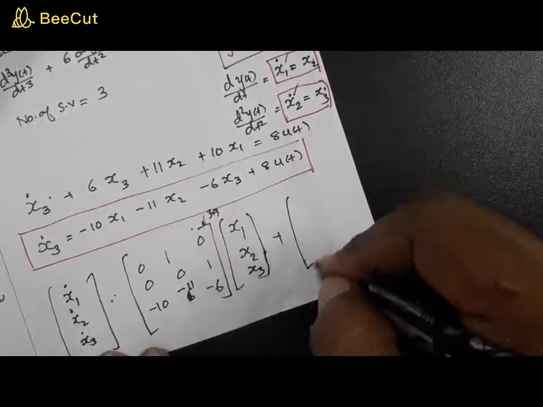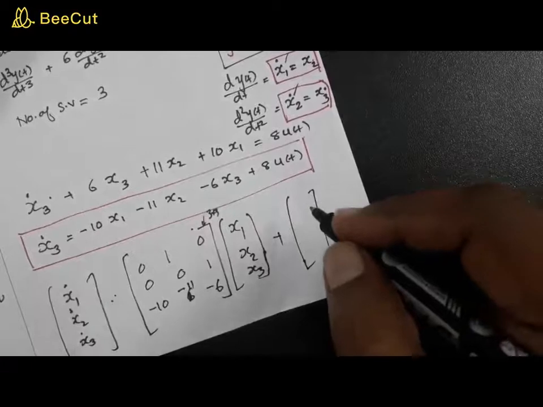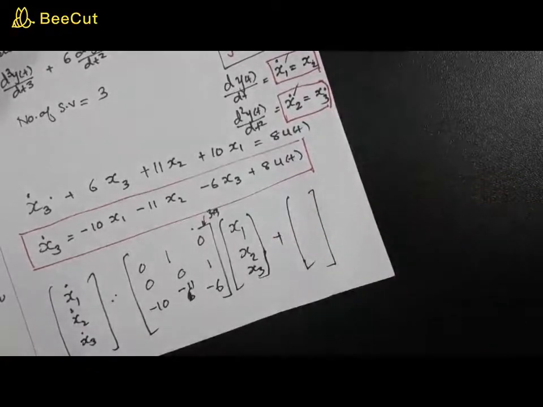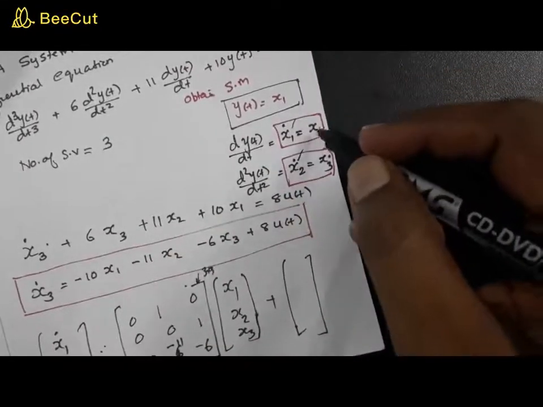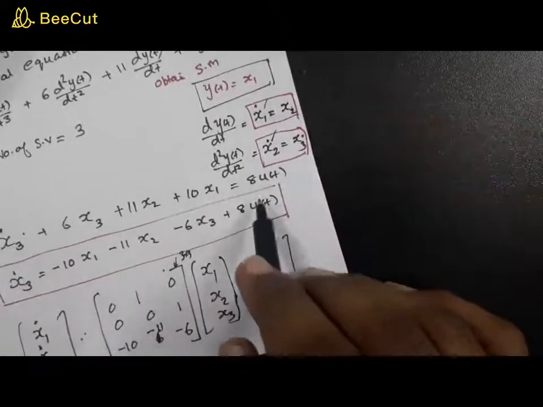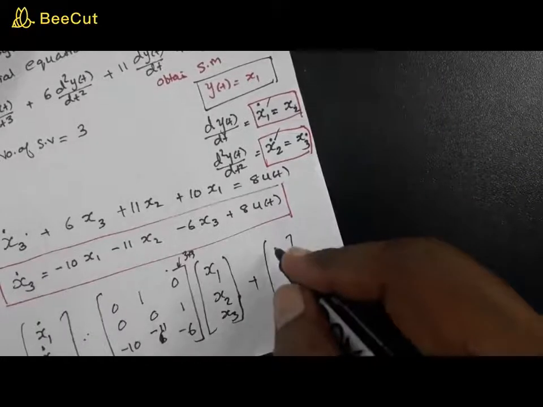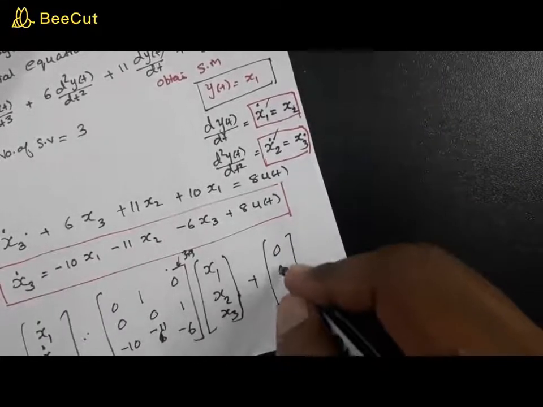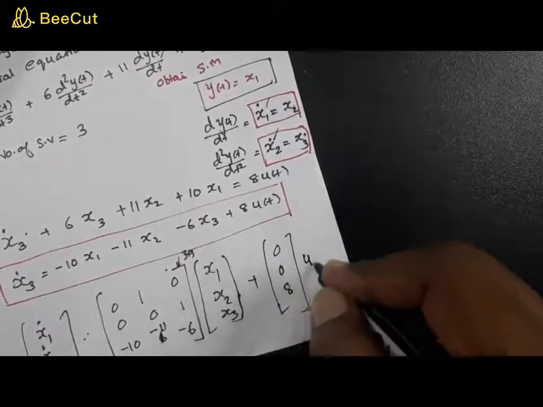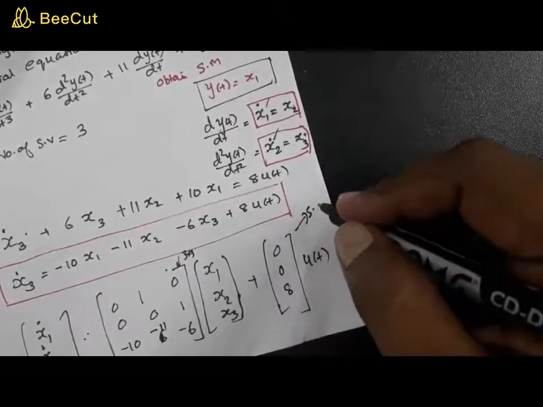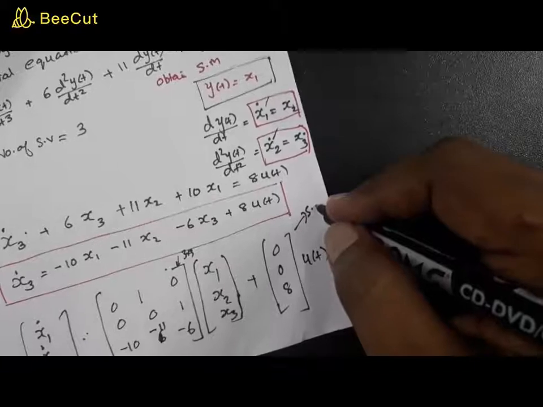you have again a column matrix, that is equal to, now corresponding to x1 dot and x2 dot, you don't have any input side, only input coefficient is for x3 dot. That means you can represent this as 0, 0, 8 into u of t. So this is your state equation, right, state equation.